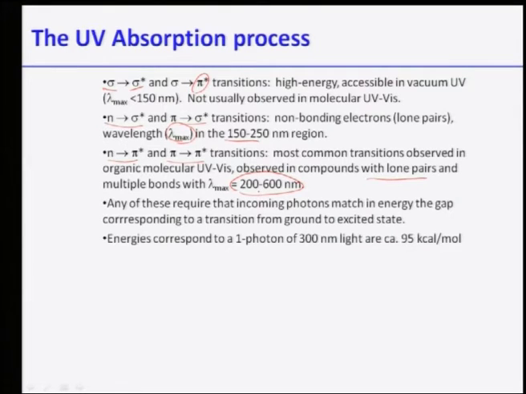Any of these requires incoming photons to match the energy gap corresponding to transitions from the ground state to the excited states, like from n to pi star. Energies corresponding to one photon of 300 nanometer light are basically 250. Now, the visible region of the spectrum obviously corresponds to energy levels from 36 to 72 kilocalories per mole, right. In the near visible region it will be a little higher, so this will be approximately 143 kilocalories per mole.